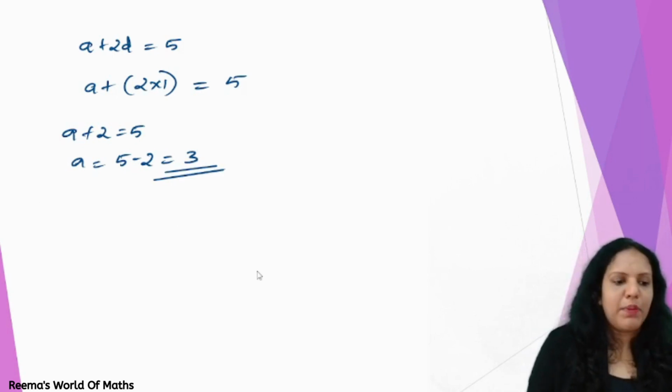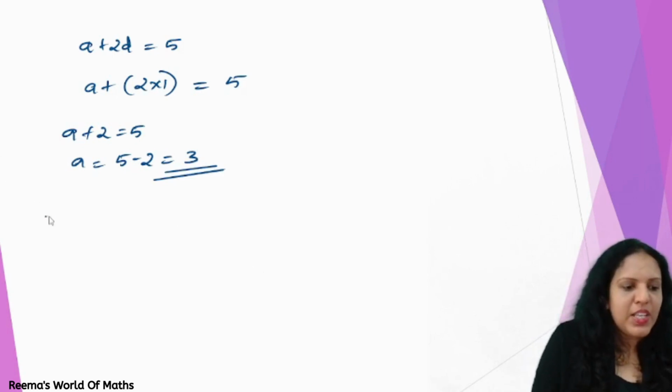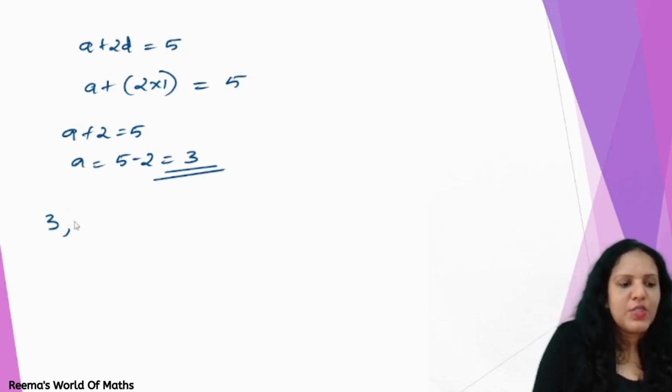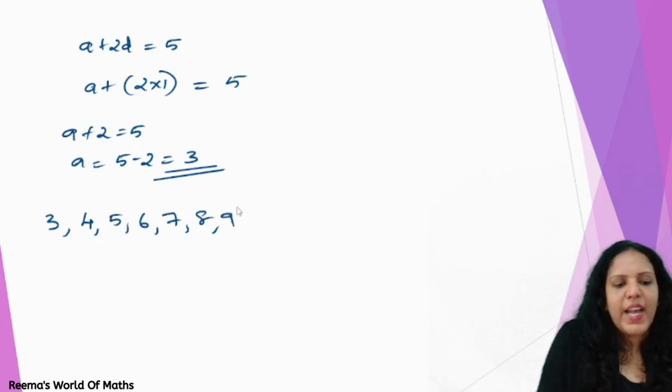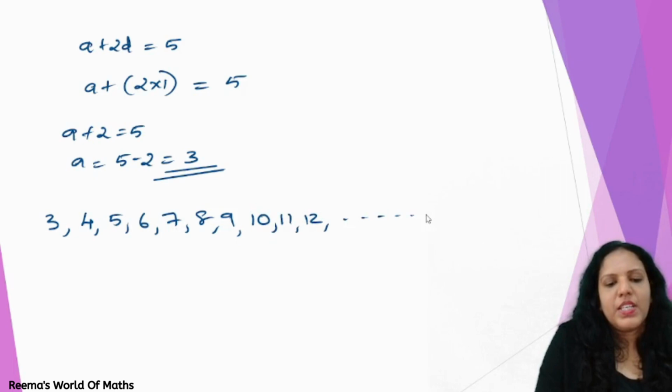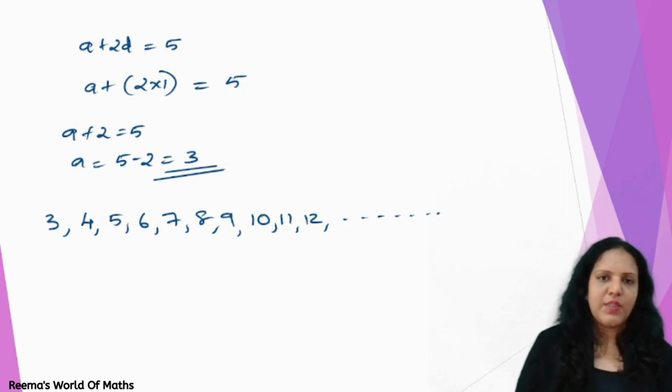Now let's form an AP. The first term is 3 and the common difference we found is 1. So the second term will be 4, the third term will be 5, 6, 7, 8, 9. So 9 is given as the 7th term. We can see 1, 2, 3, 4, 5, 6, 7. The next terms will be 10, 11, 12. So this is the required AP as per the question.